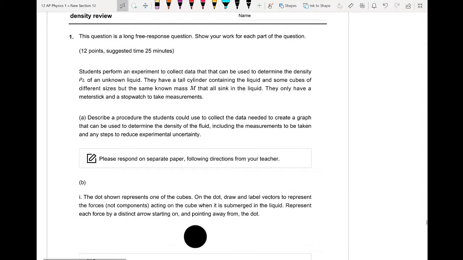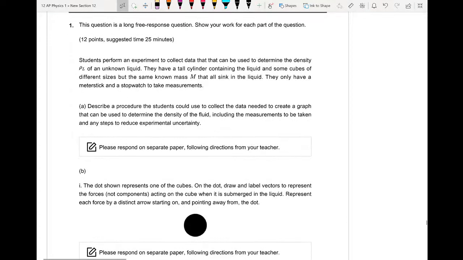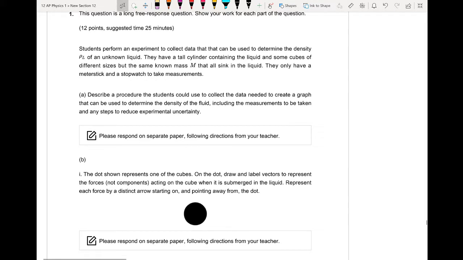So what we're looking at here is students perform an experiment to collect data that can be used to determine the density rho L of an unknown liquid. They have a tall cylinder containing the liquid and some cubes of different sizes but the same known mass m that all sink in the liquid. They only have a meter stick and a stopwatch to take measurements. Describe a procedure that students could use to collect the data needed to create a graph that can be used to determine the density of the fluid, including the measurements to be taken and any steps to reduce experimental uncertainty.